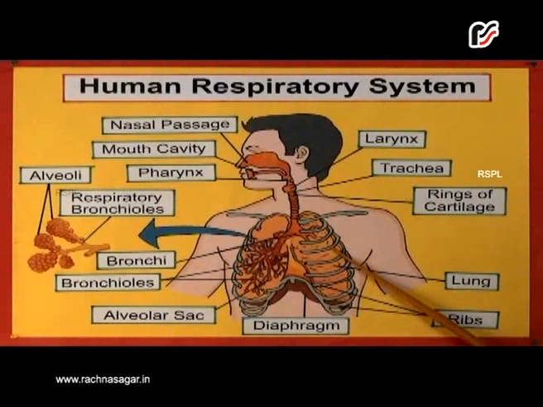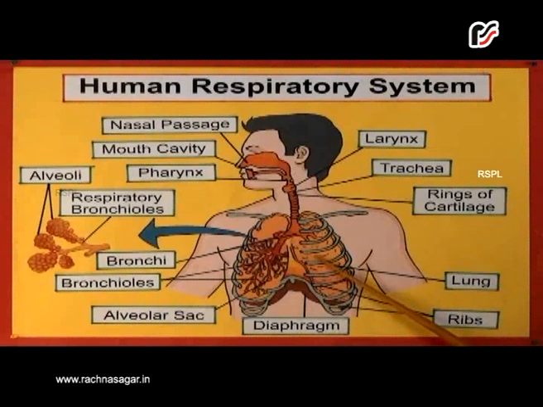Ribs protect the lungs which are present internal to it. And from the lower abdomen, by means of a circular diaphragm, they are separated. It is a muscular partition known as diaphragm. So we have a pair of lungs in the respiratory system.